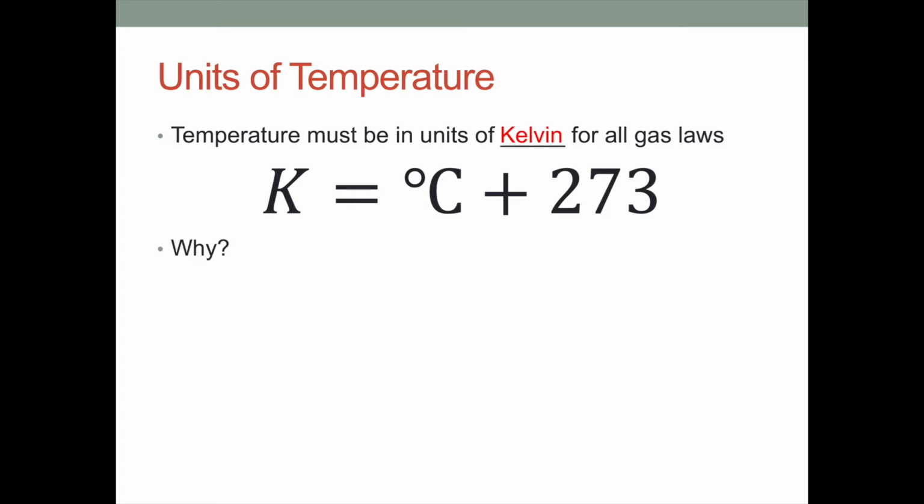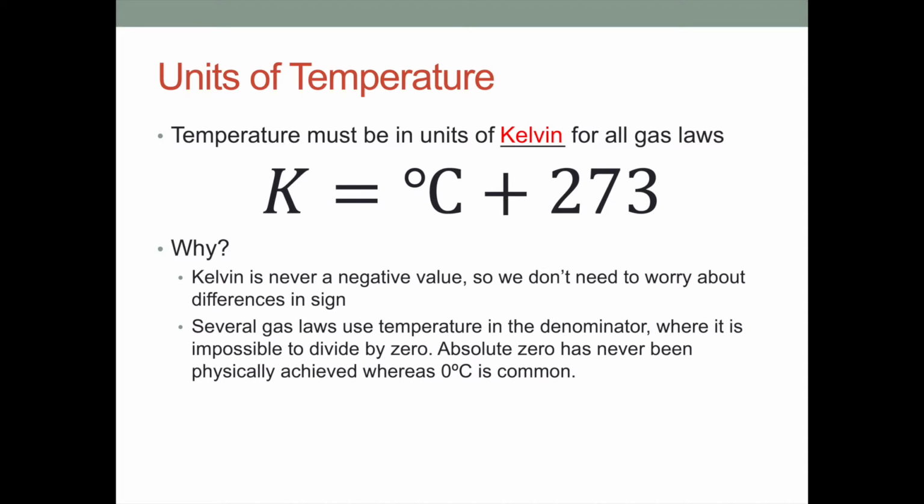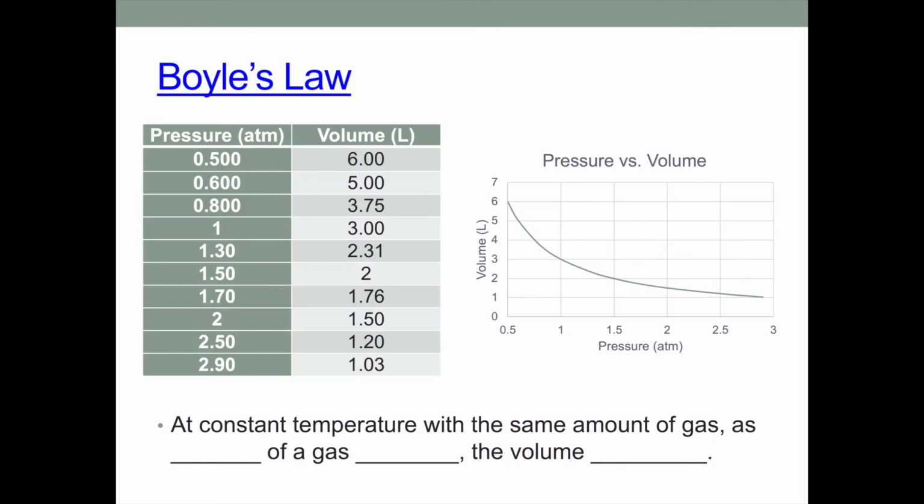So why is this important? Kelvin is never a negative value, so we don't need to worry about differences in sign on two sides of an equation. Also, several gas laws use temperature in the denominator, where it's impossible to divide by zero. Absolute zero has never been physically achieved, whereas 0 degrees Celsius is common. That's 32 degrees Fahrenheit, the freezing point of water. So it gets rid of two mathematical problems that we don't need to deal with. For all gas laws, we are going to be using Kelvin.